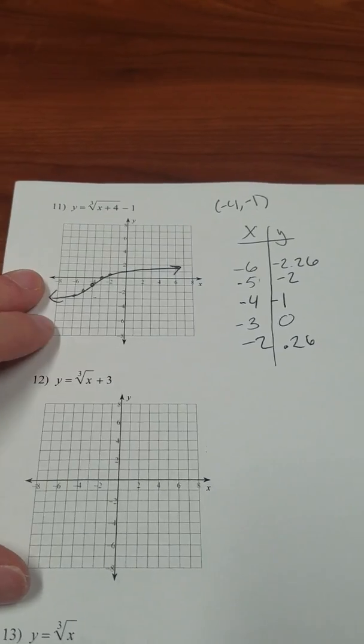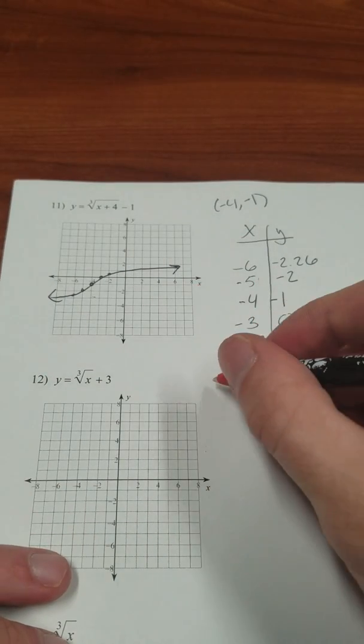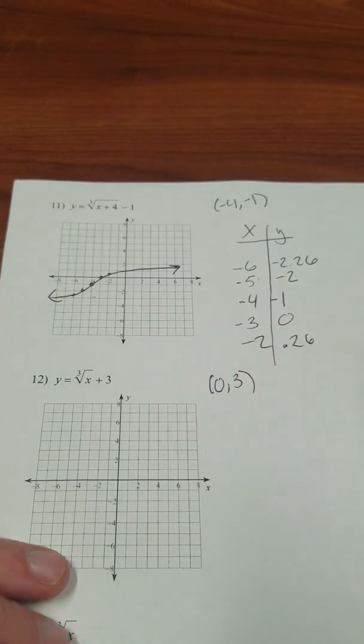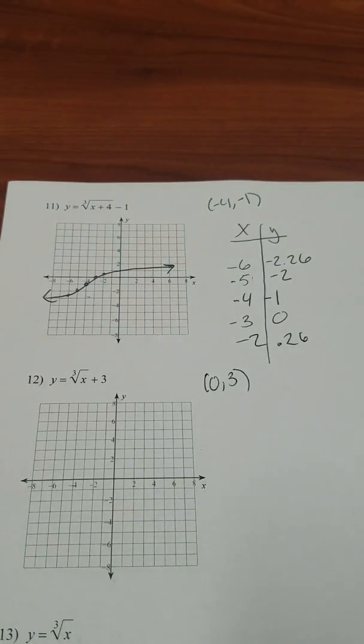Looking at this one real quick, notice that there's nothing on the inside, so this would be a starting point of 0, 3. All right, go for it.